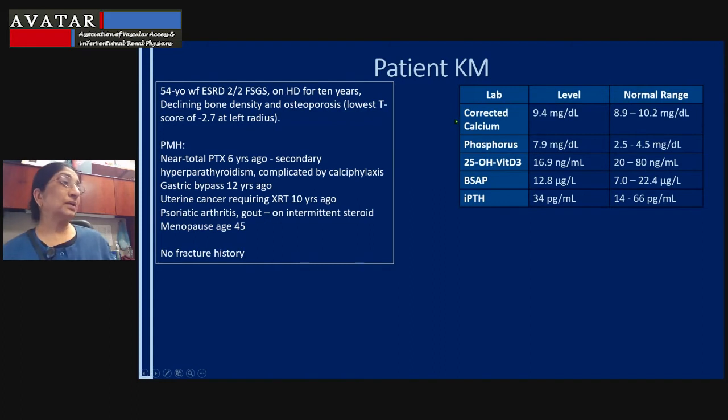Her labs were significant for a low PTH, deficient vitamin D, for which she was given vitamin D supplementation. But significant was the fact that she had a low PTH that was consistent with her past parathyroidectomy. We went ahead with the bone biopsy, and before the bone biopsy, our clinical diagnosis was that this patient has low turnover, possibly adynamic bone disease, given the fact that she had undergone a parathyroidectomy.